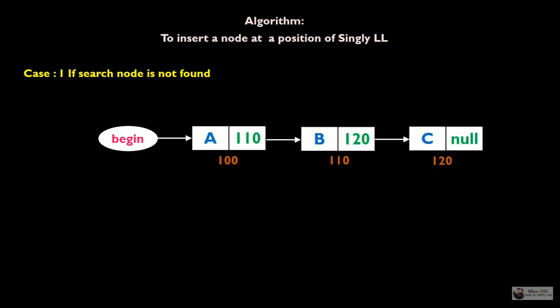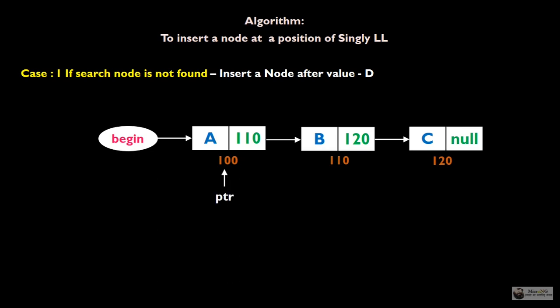Look at this case, we have a set of nodes in the single linked list. Now we are searching for a node D, and after D we need to insert a node. Definitely our single linked list is having values A, B and C, and we don't have a value D. So we won't be able to perform the insertion operation.